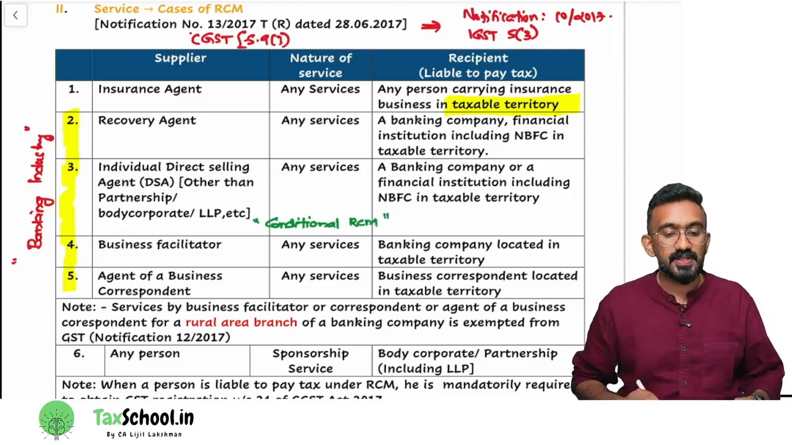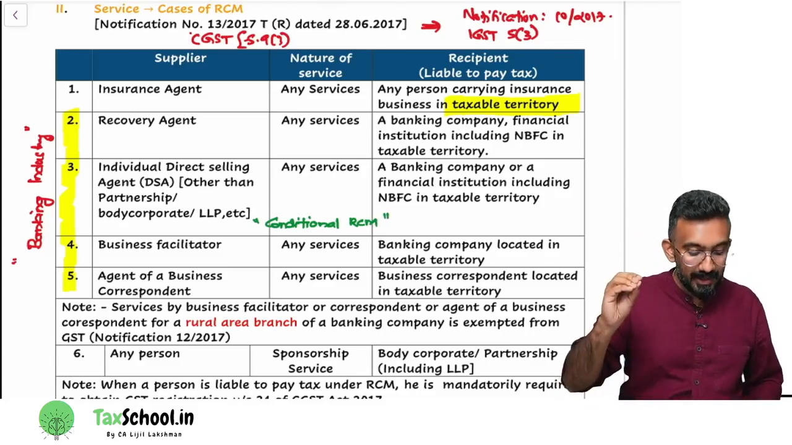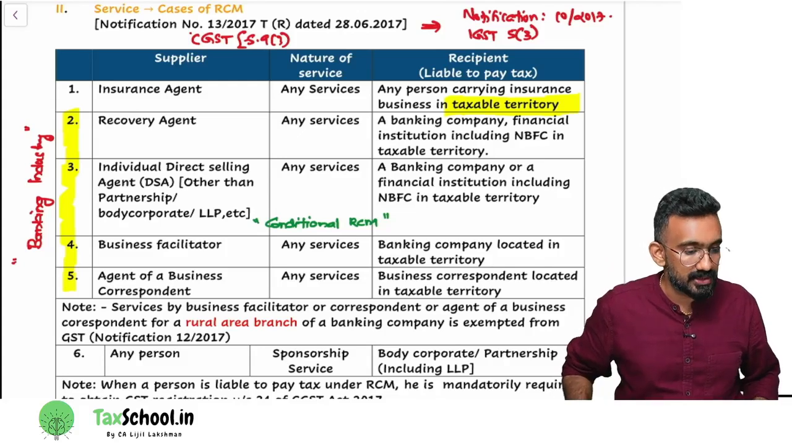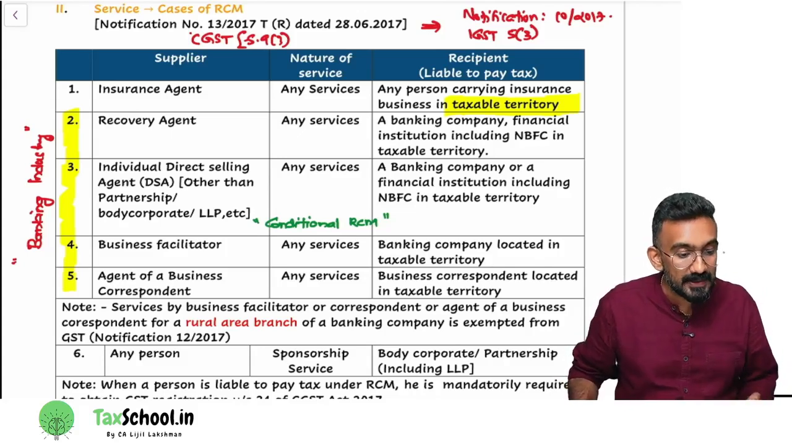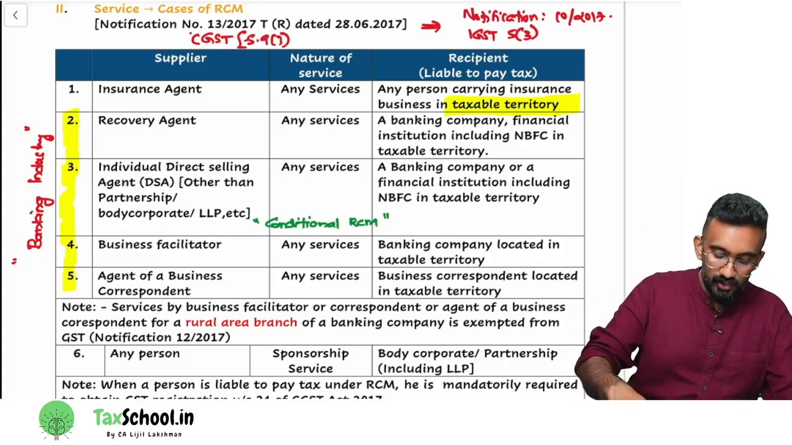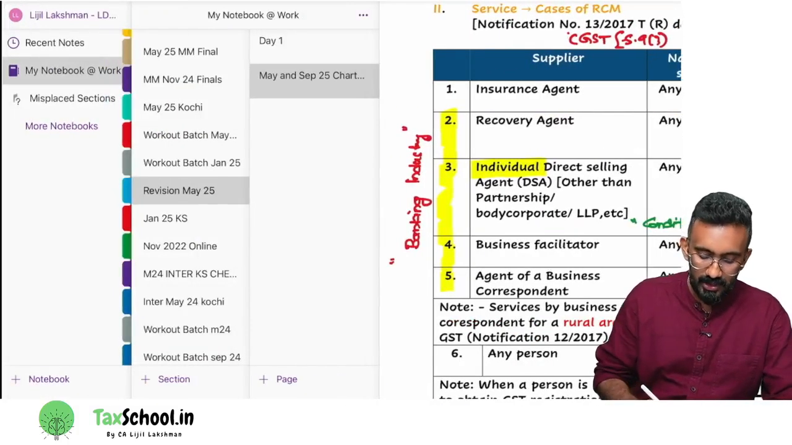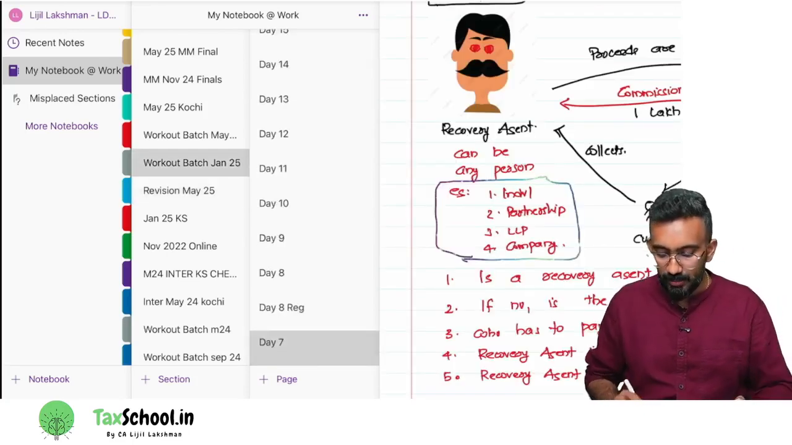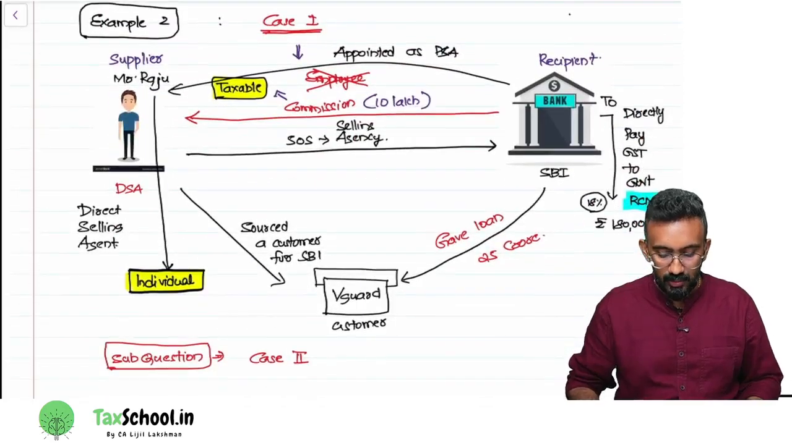Why am I calling this a conditional RCM? Because look at the supplier. Not every direct selling agent would come under this. They're saying that it would only be under RCM if the direct selling agent happens to be an individual. So we can say this is a conditional RCM, not applicable in all cases. Who's a direct selling agent? These are the people who help the bank to provide loans. They sell the bank's products like deposits and loans, and help the bank to mobilize more deposits and give more loans. These are the people who are called direct selling agents.